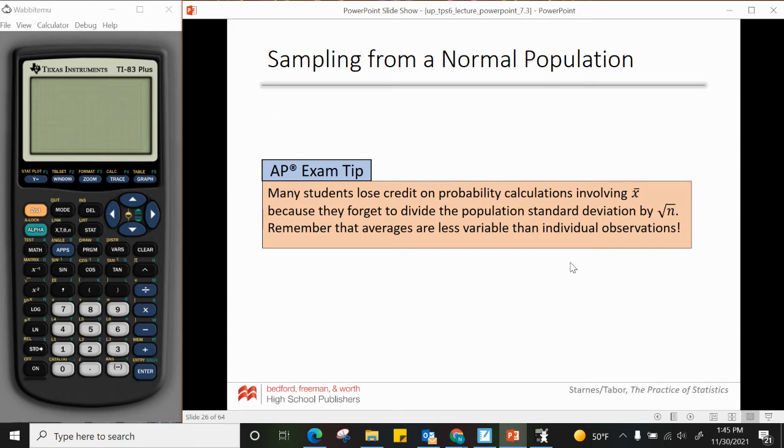Now, many students lose credit on the probability calculations involving X bar because they forget to divide the population standard deviation by the square root of n. Remember that averages are less variable than individual observations. So that's another reason too, right? The standard deviation is a lot larger for one person. That's why it's so spread out. Versus for 10 people, it's going to be a lot harder to vary more. Your standard deviation is going to be smaller.